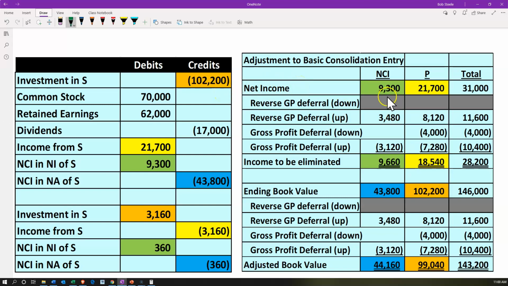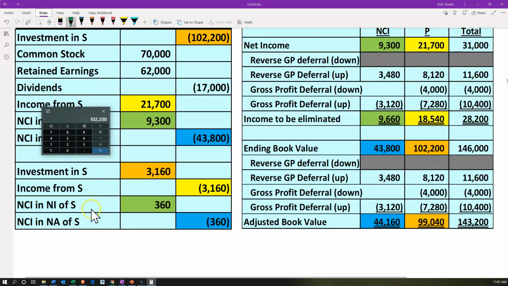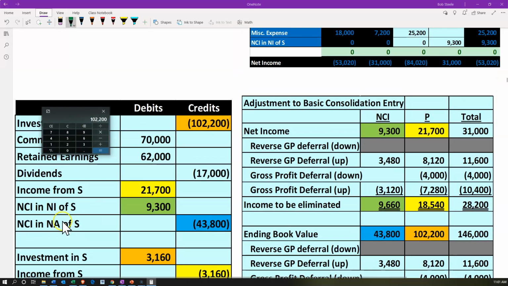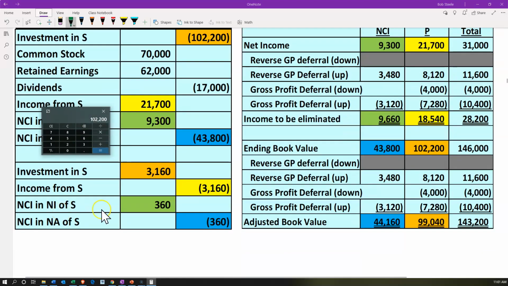For example, if I take this non-controlling interest item here, that non-controlling interest ties out to this non-controlling interest. This is what the original journal entry is. We adjusted it to this 9660. So if I make that adjustment down here, I'm going to take that same non-controlling interest in NA and just subtract out here. We got the 9300 minus the 9660, and that would be the 360, basically the difference that we need.